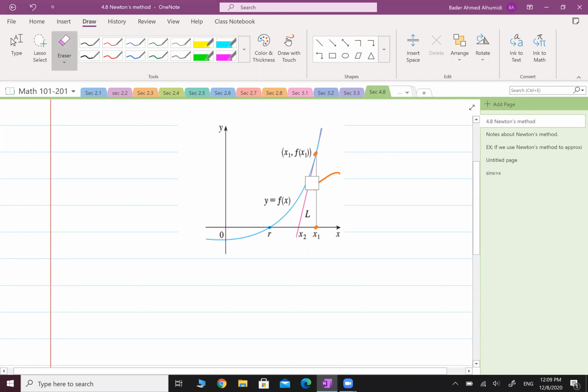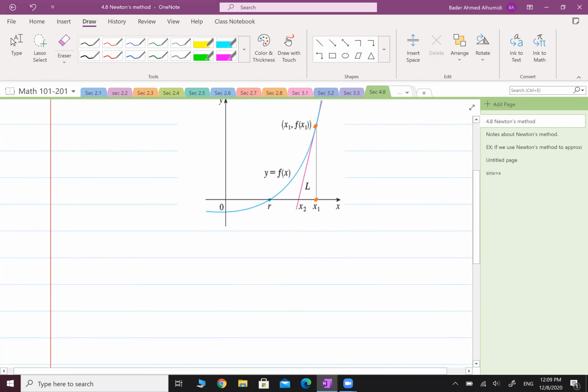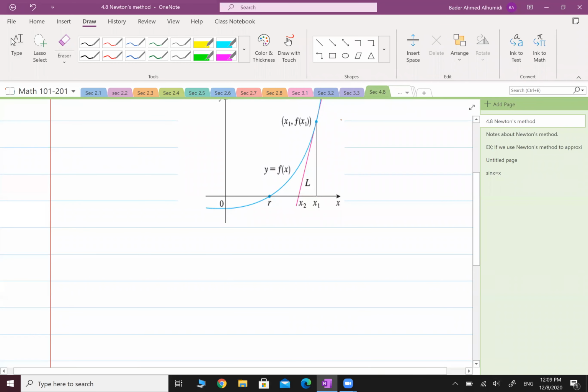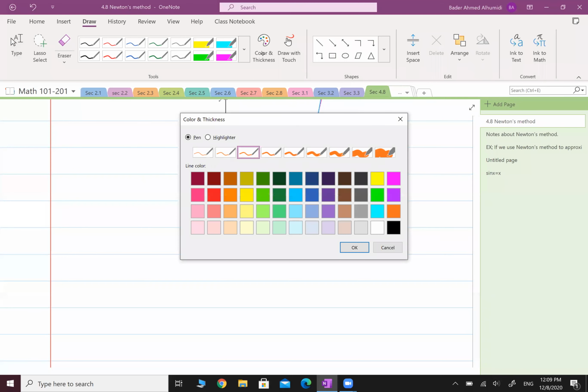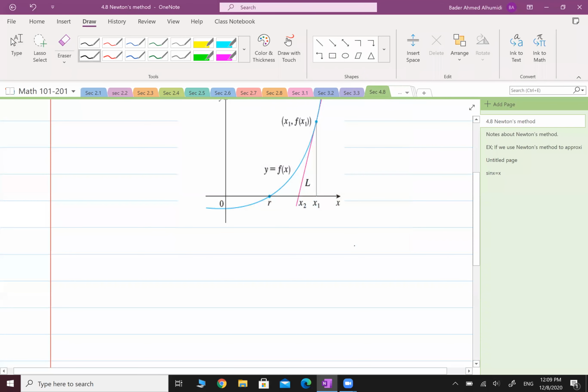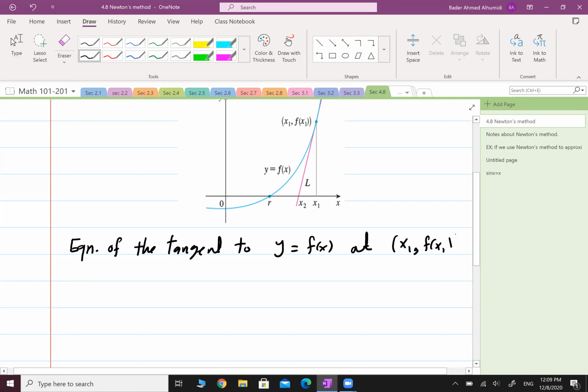Okay. After we graph this line, let us now find the equation of this line. What is the equation of the red line here? Can you find the equation of the tangent line? Let me say it like this: the equation of the tangent to y equals f of x at the point x1, f of x1. What will be the equation of the tangent line at that point?